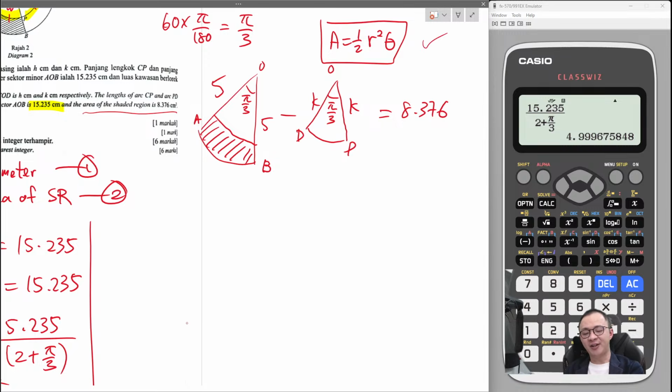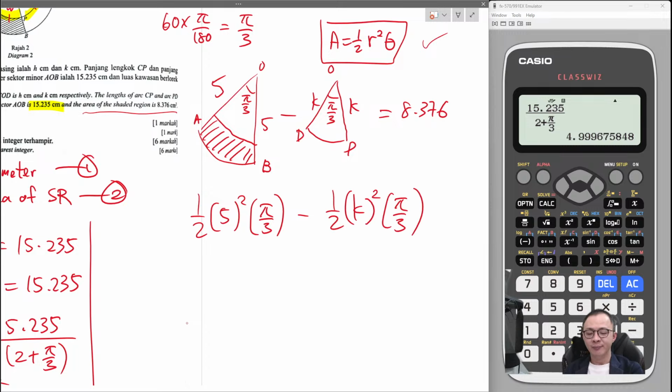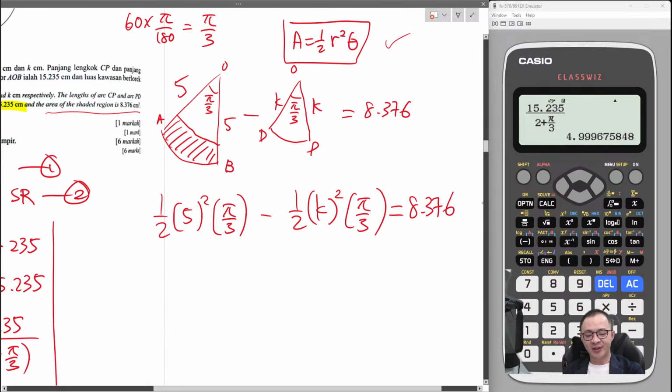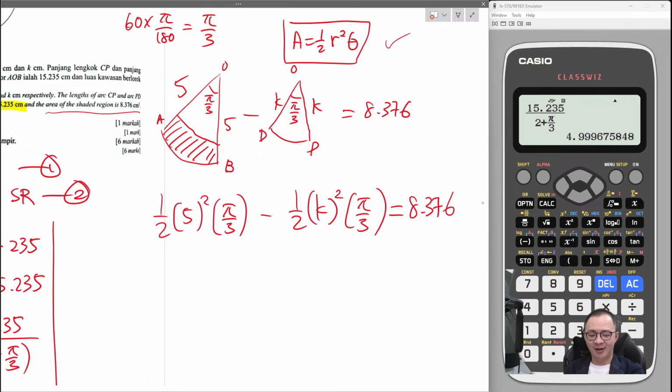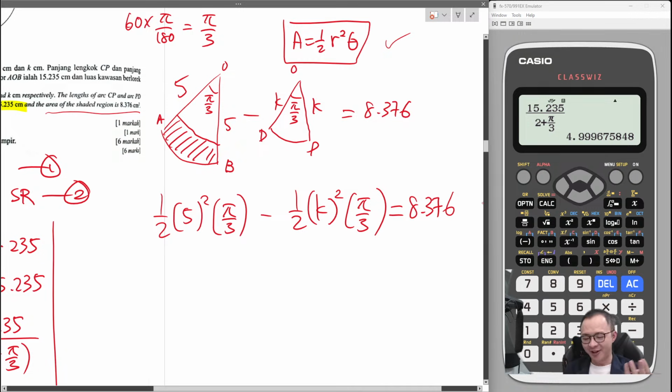Formula of area of shaded region is given. 1 over 2, 5 squared, pi over 3, minus 1 over 2, k squared, pi over 3, equals to 8.376. By solving this equation, you can easily get the K. I don't need simultaneous, I'm sorry. Don't need simultaneous, it's way easier than I thought.